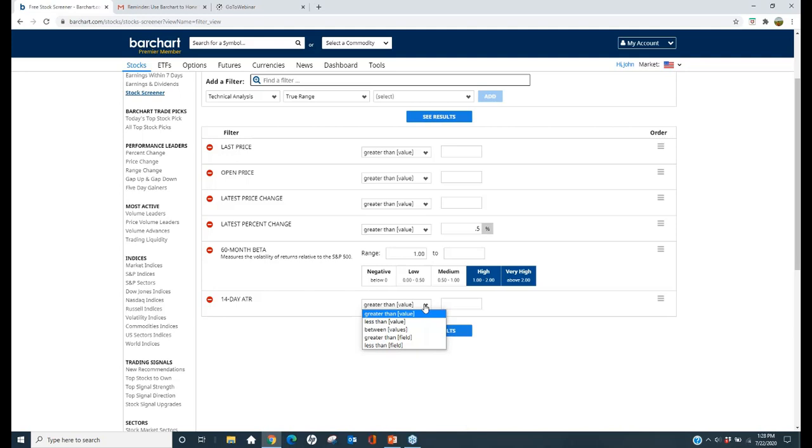For options traders, ATR is a valuable tool too, especially for those of you who are going to be doing credit spreads with short thetas, a little bit of time left.